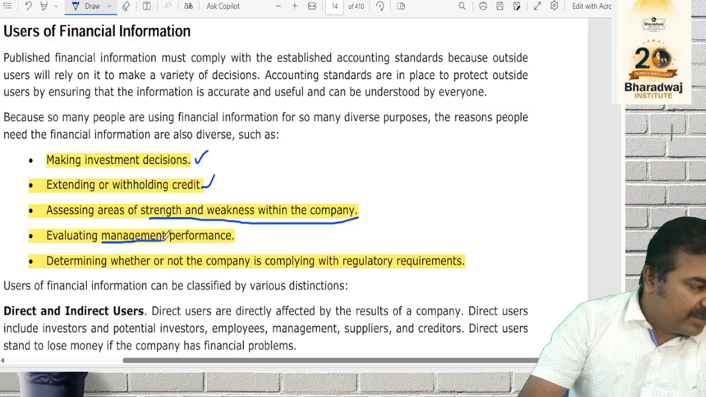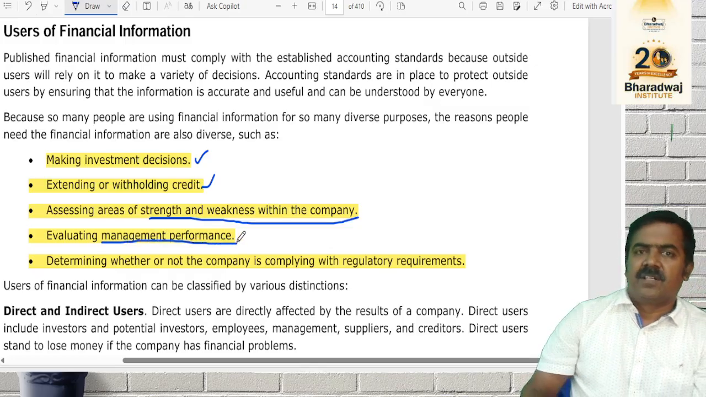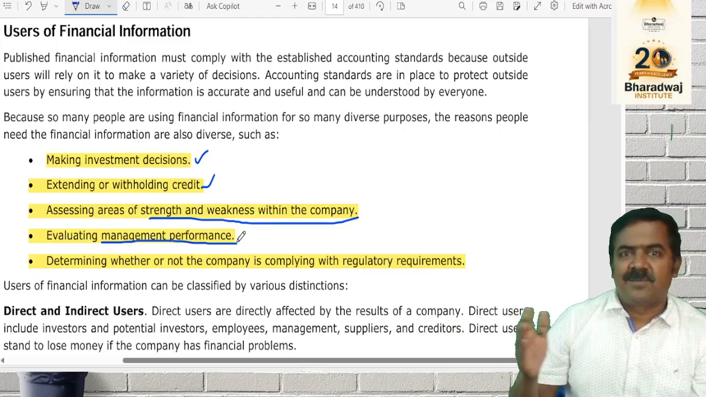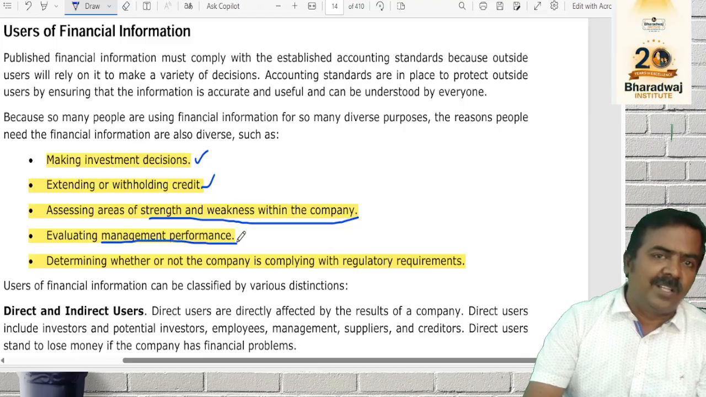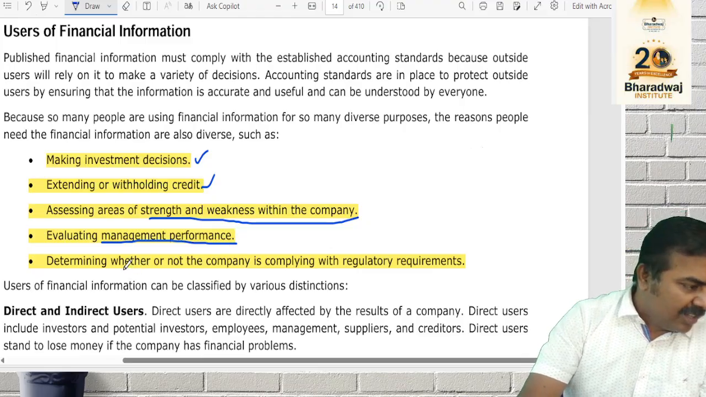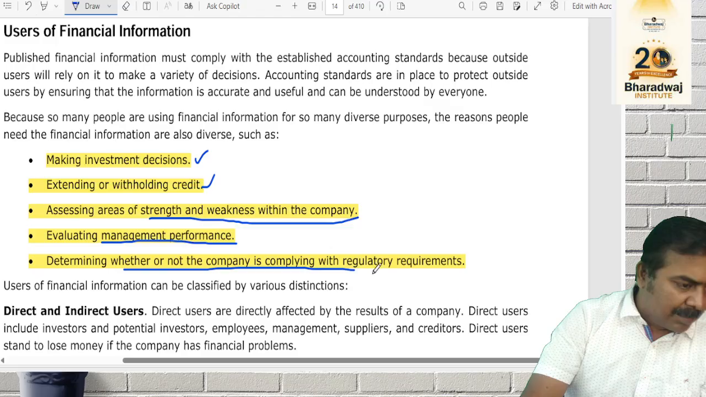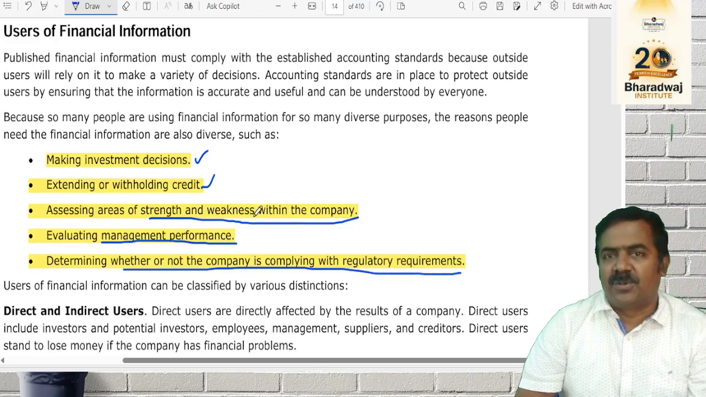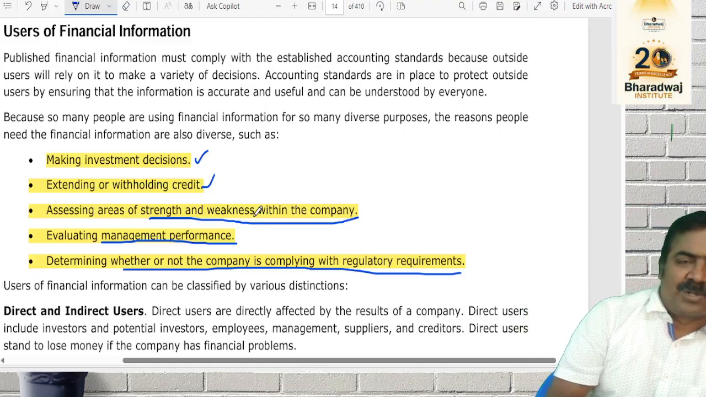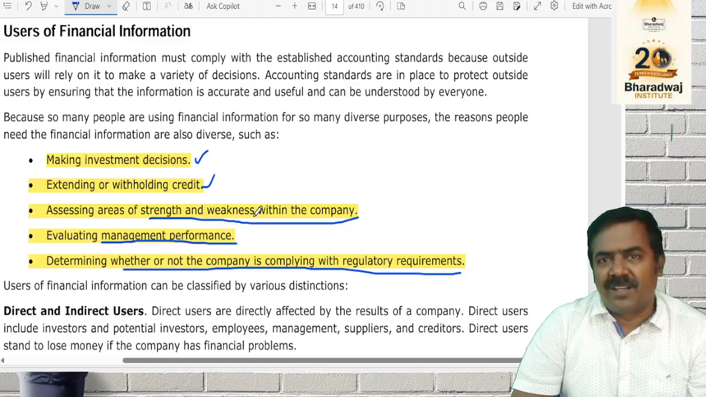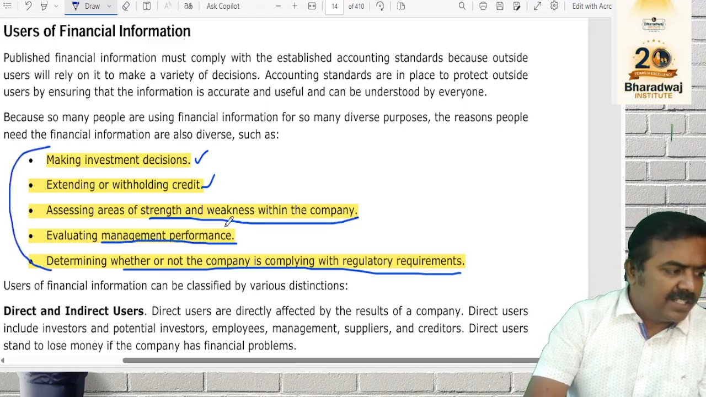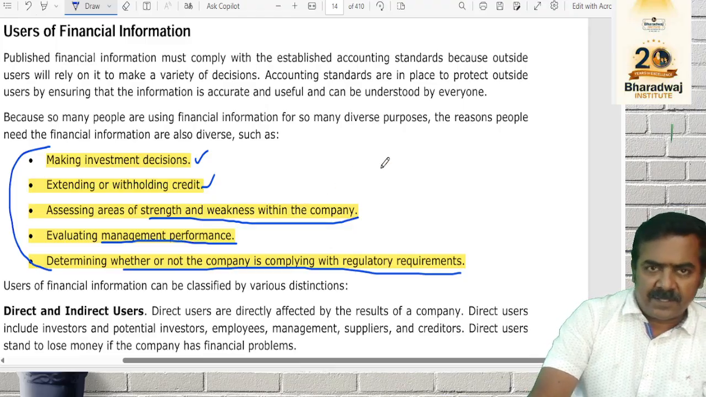Then evaluating which one? Management performance. Sometimes income statement is prepared product wise, department wise, branch wise. We can evaluate the performance of management, and of course, determine whether or not the company is complying with which one? Regulatory requirements. That will be there in the form of notes to accounts. Notes to accounts will tell both financial as well as what? Non-financial information. So these are the reasons why we use a financial statement.